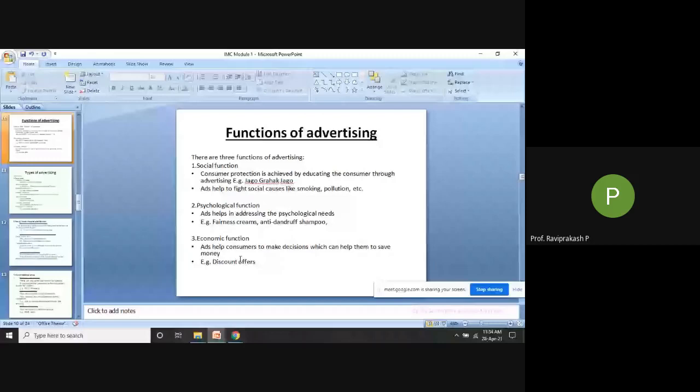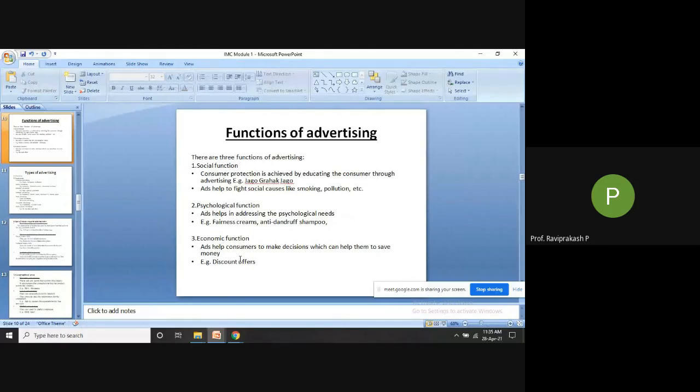We are telling you, don't fall in the trap of the companies where they say something and provide you with something else. So this is one of the ads where they are telling you to be aware of what is being done with you. So if something bad happens, there is someone who will compensate for it. Okay, that is the example, Jago Grahak Jago. Next is ads help in fighting social causes like smoking, pollution, etc.